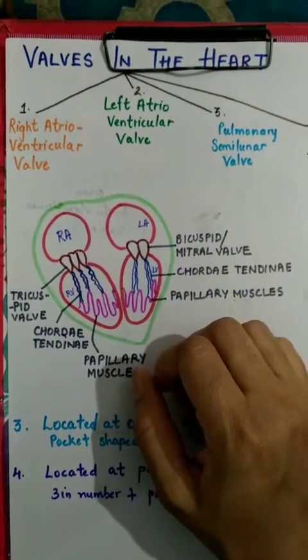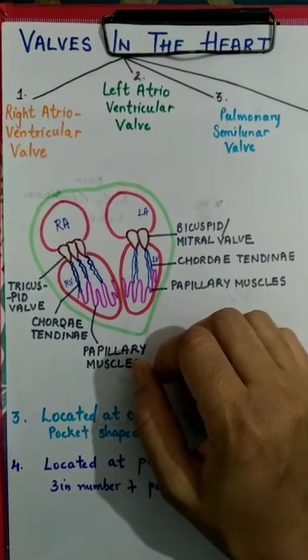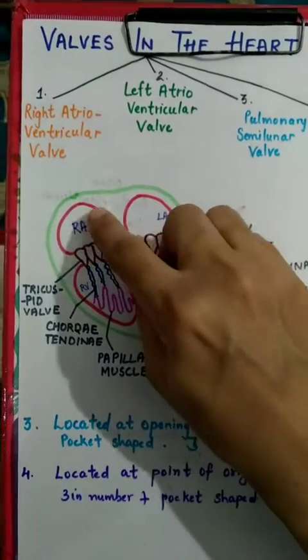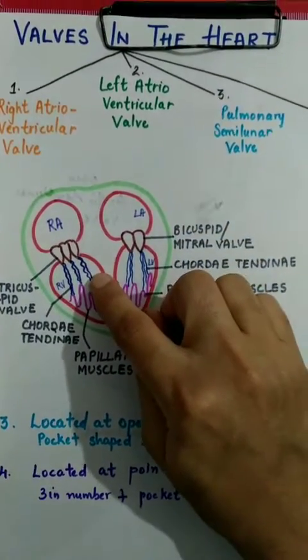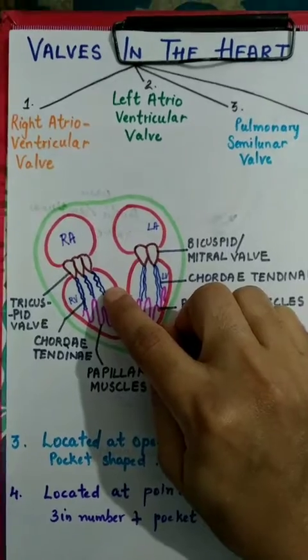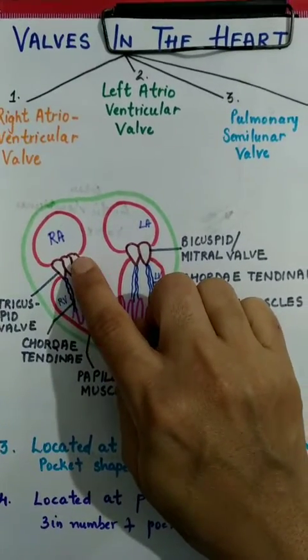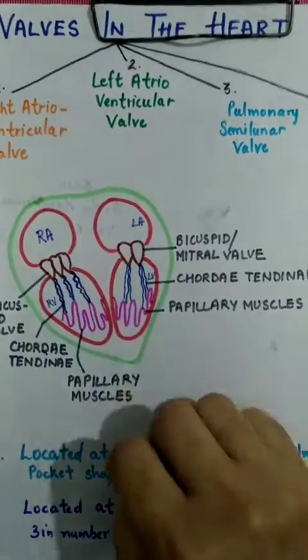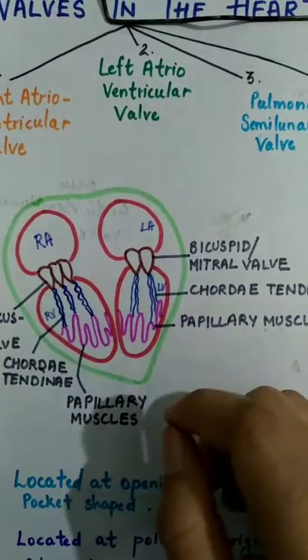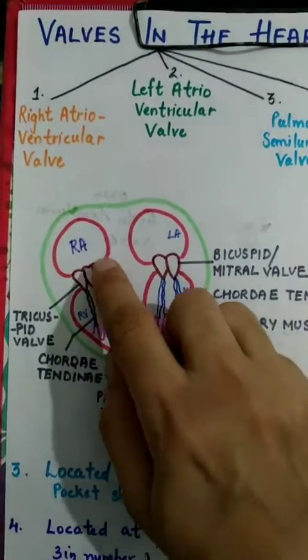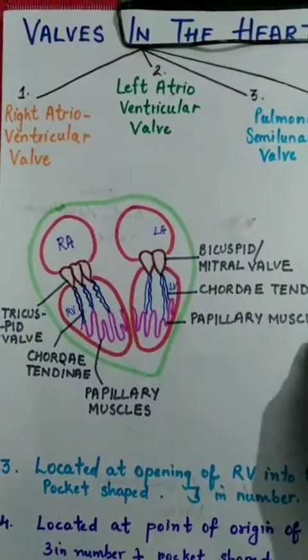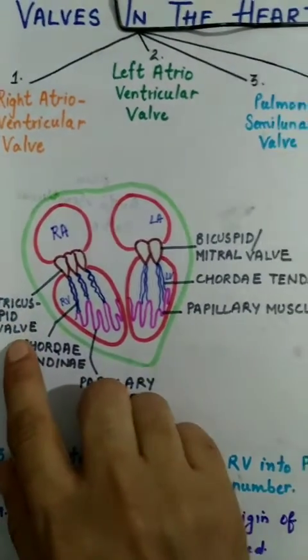Now we talk about the first, the right atrioventricular valve. It is located between the right auricle and the right ventricle. It has three thin triangular leaf-like flaps. I have made these three triangular leaf-like flaps. So that is why this valve is known by the name of tricuspid valve.